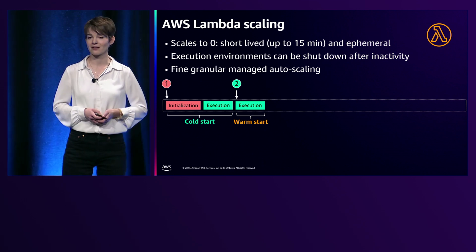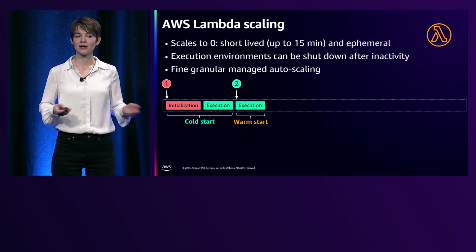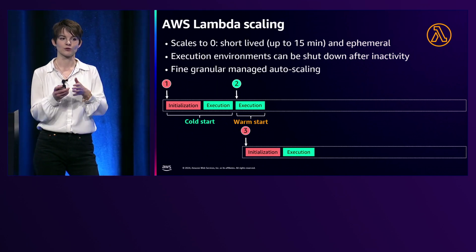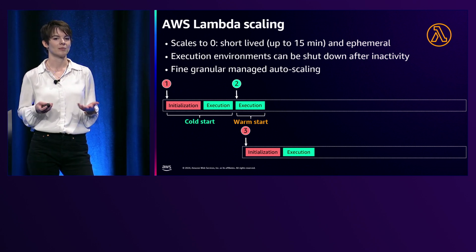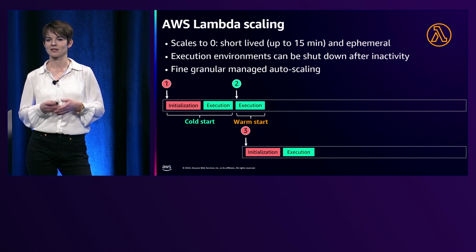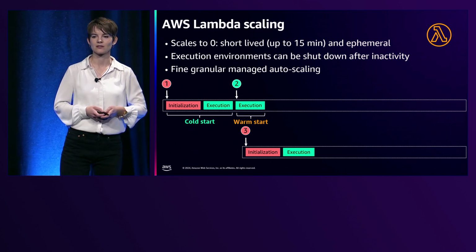Now, another interesting thing to think about is what happens when you have an execution in progress and another request comes in. So in this case, this is when Lambda starts to scale up capacity. And then you'll have another execution environment spinning up, another initialization period, and a cold start. And now you have additional capacity, and you're able to process requests in parallel. And Lambda will continue to spin those up as needed for the request volume.